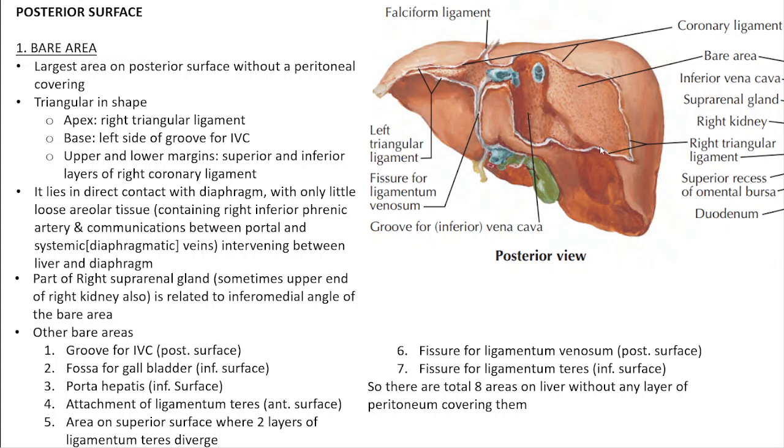So the apex of this triangle is here at the level of the right triangular ligament, because it is forming this triangle, and its base is formed by the right end of this groove for inferior vena cava, and its upper and lower margins are formed by the upper and the lower layers of the right coronary ligament.